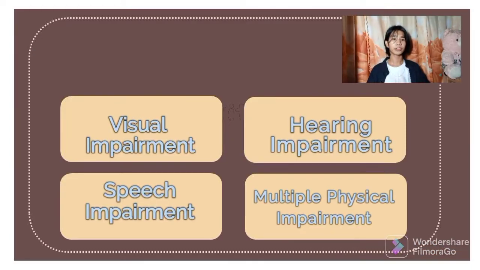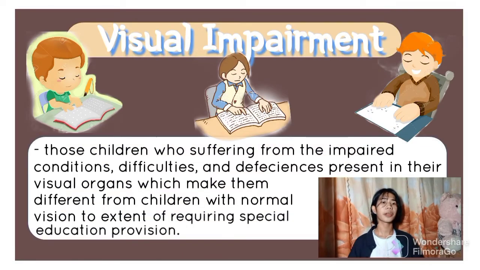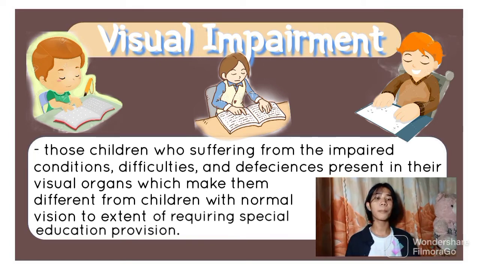Let us now explore the four major categories of physical disabilities, starting with visual impairment. Visually impaired children may be defined as those children who are suffering from impaired conditions, difficulties and deficiencies present in their visual organs which make them different from children with normal vision to the extent of requiring special education provision. To make it more comprehensive, visual impairment is any kind of vision loss.